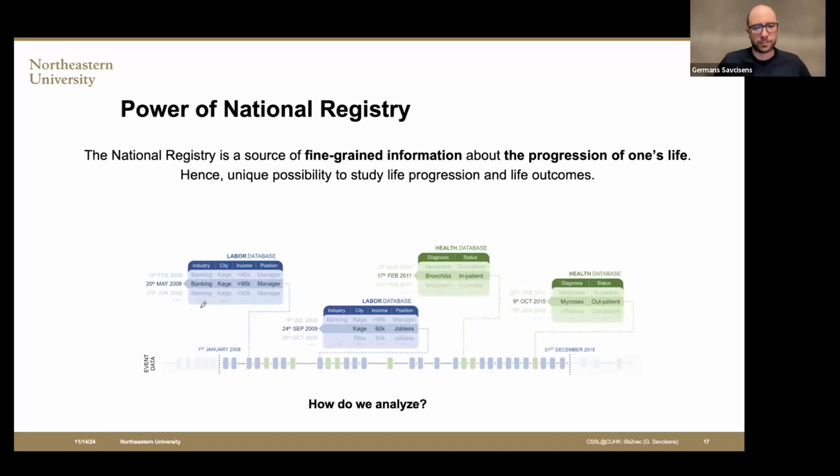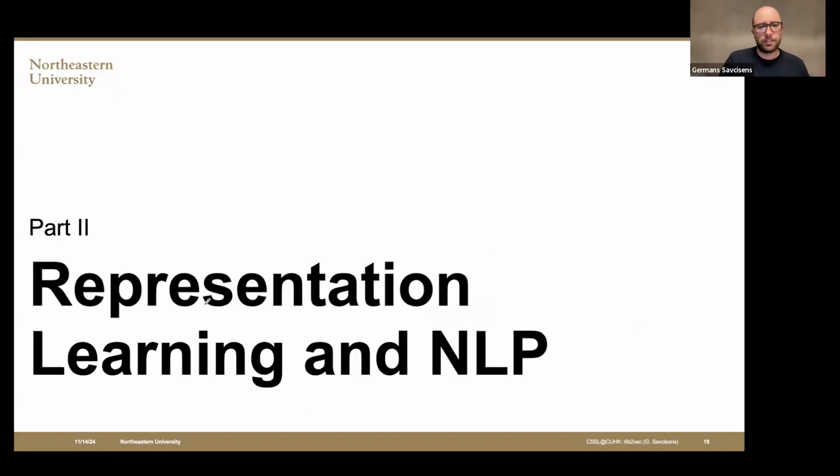So when we combine these two registries and reconstruct how life progresses for each person, we can get really fine-grained information about the progression of this life. And we are in a unique position to study the progression of trajectories and life outcomes. But now that we have these very complex life trajectories, the question is, how do we analyze them? How do we come up with models that can collapse all of that into some kind of dense representation? And this is where natural language processing comes into play.